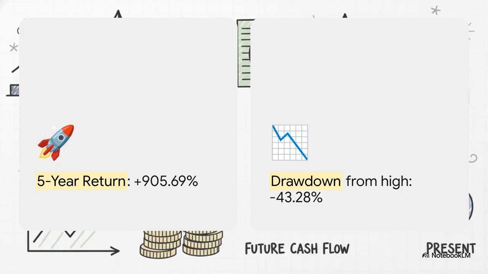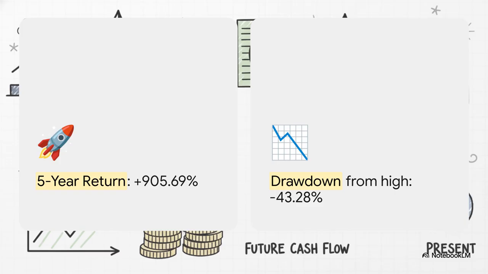Okay, so we have to talk about the absolute dramatic tension surrounding SMCI right now because it sets up the core paradox we're trying to solve today. The stock has delivered an explosive 905% return over a 5-year period. I mean, that is just monumental growth. But at the same time, it currently sits down over 43% from its 52-week high of $62.36.